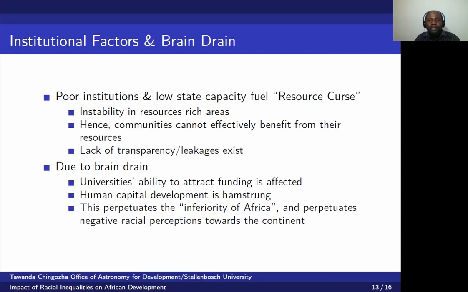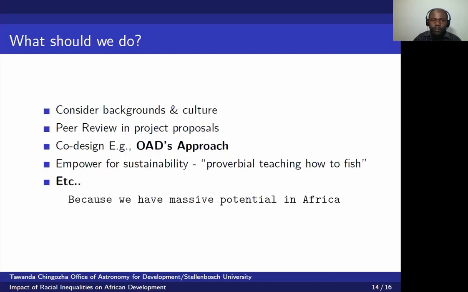And due to brain drain, universities' ability to attract funding is affected. Human capital development is hamstrung because many brilliant African scholars are elsewhere, attracted by better returns, and that has the effect of hamstringing human capital development on the continent. Universities don't have sufficient capacity, for example, to attract funding to motivate top proposals that qualify and are awarded top funding opportunities. So this perpetuates this inferiority perception towards Africa, and it becomes a vicious cycle. So what should we do about it?